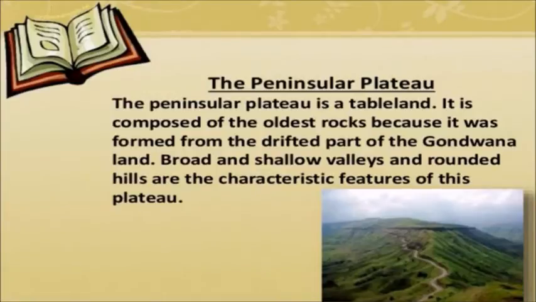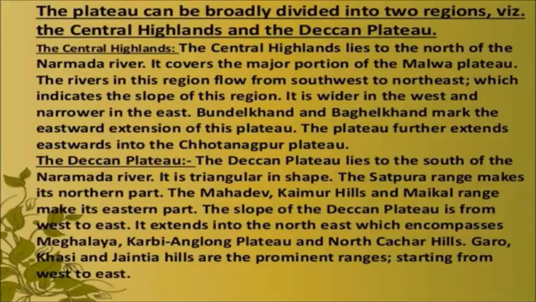It might be clear to you all now. Next, the plateau can be broadly divided into two regions, as I told you before also, the Central Highlands and the Deccan Plateau. The Central Highland lies to the north of the Narmada river. It covers the major portion of the Malwa Plateau. The rivers in this region flow from southwest to northeast. Now from where do the rivers flow? They flow from the southwest to the northeast, which indicates the slope of this region.